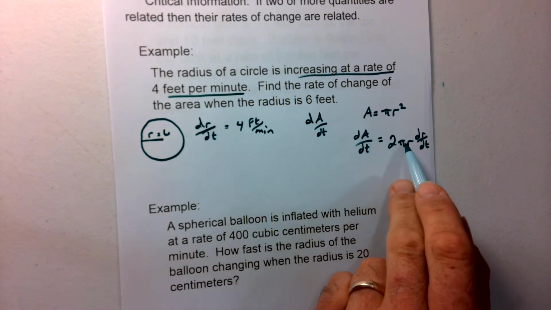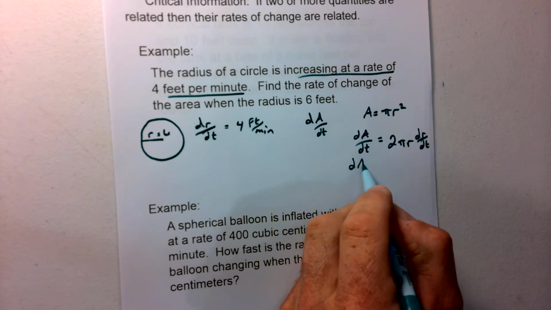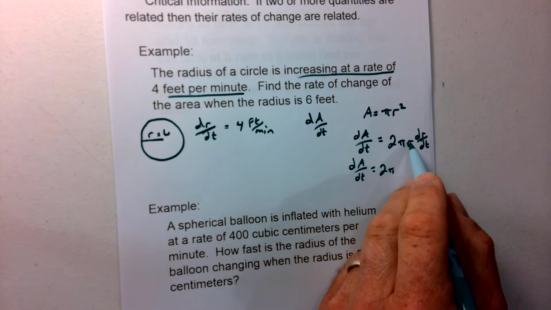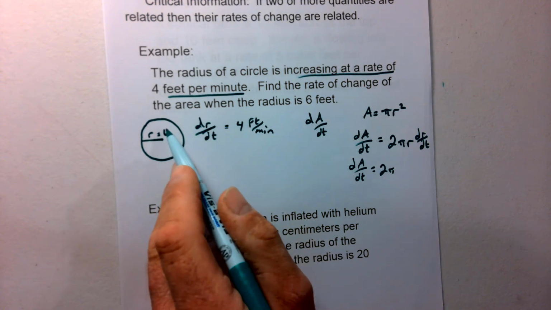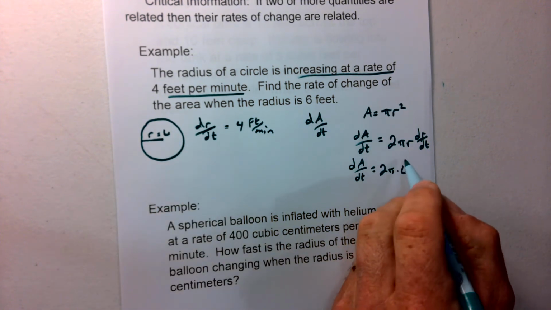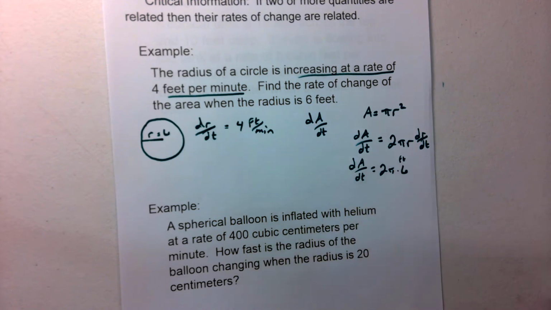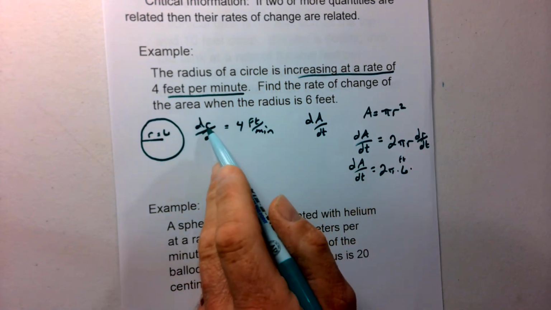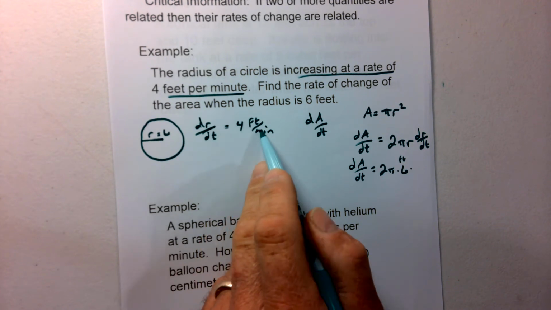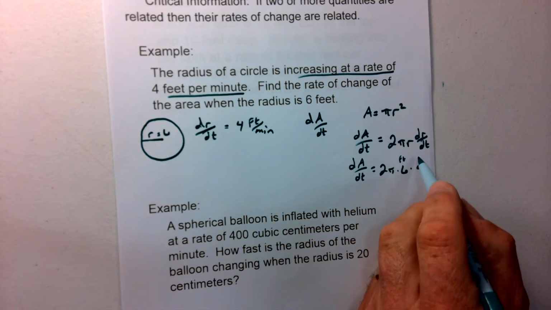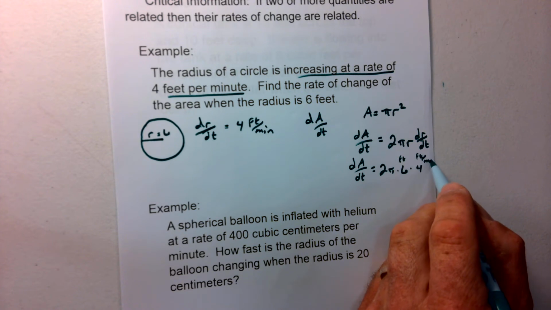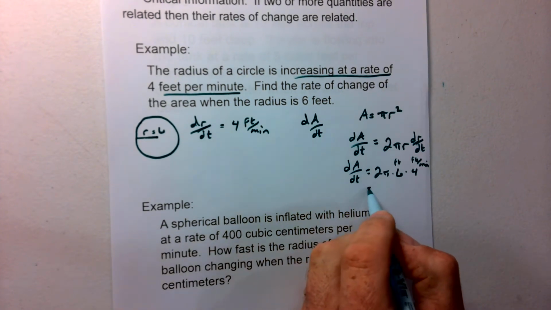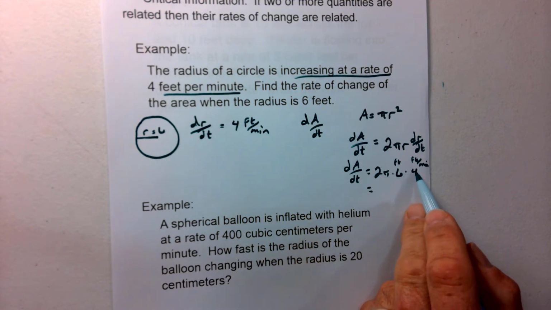We go ahead now and fill in what we know. So dA/dt is going to equal 2 pi, our radius, which is going to be 6 feet. I'm going to put my units way up there. And then for dr/dt, I know the radius is changing with respect to time at 4 feet per minute. So I have 4, and I'll put the 4 feet per minute up there as my units, just to keep them out of the way. So I have 2 times pi times 6 times 4.